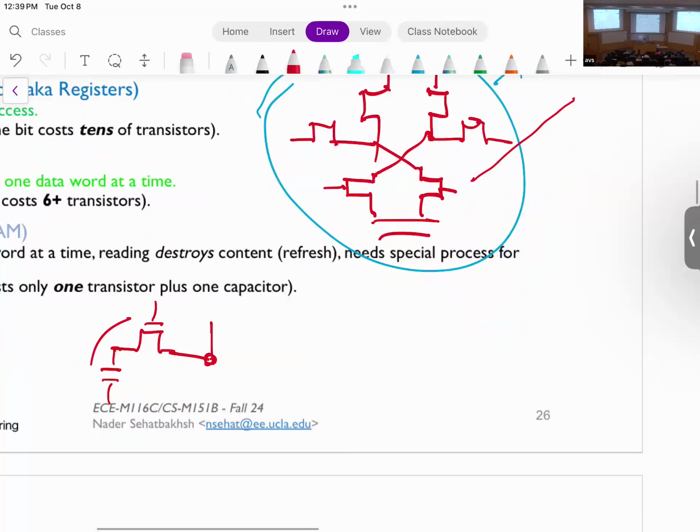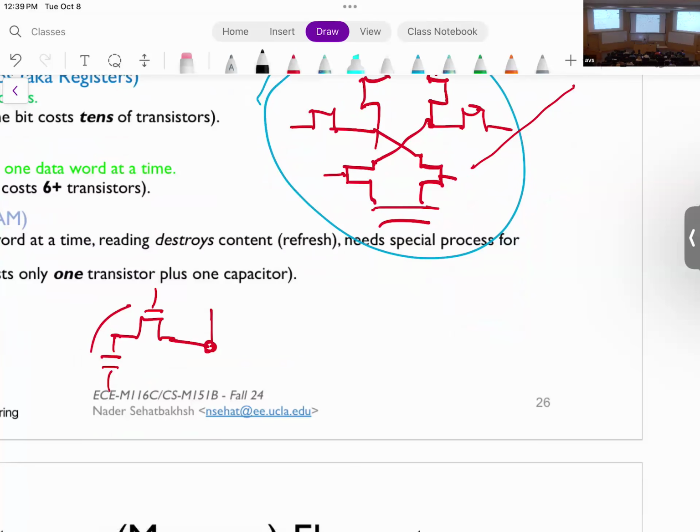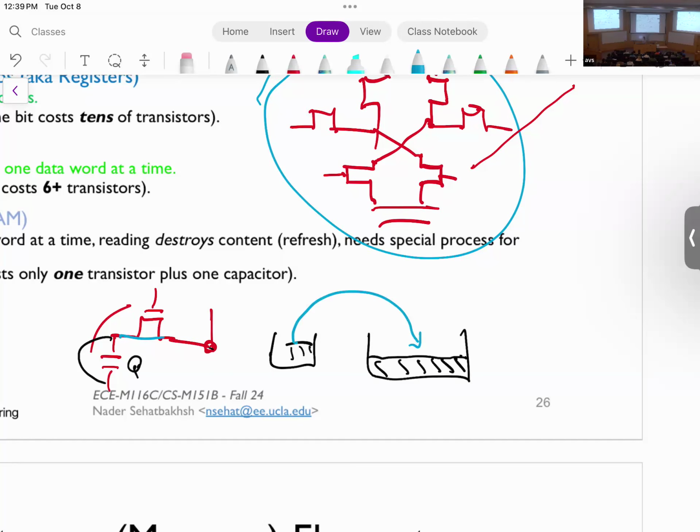So the question is why the data is destroyed in DRAM. Essentially, the way that we store data in DRAM is we're storing charge in this capacitor, okay? Think about this as a bucket with some charge. And think about this one as a much bigger bucket that we pre-fill a little bit. Now, when we are reading, we are essentially connecting these two together. So we let this flow here.